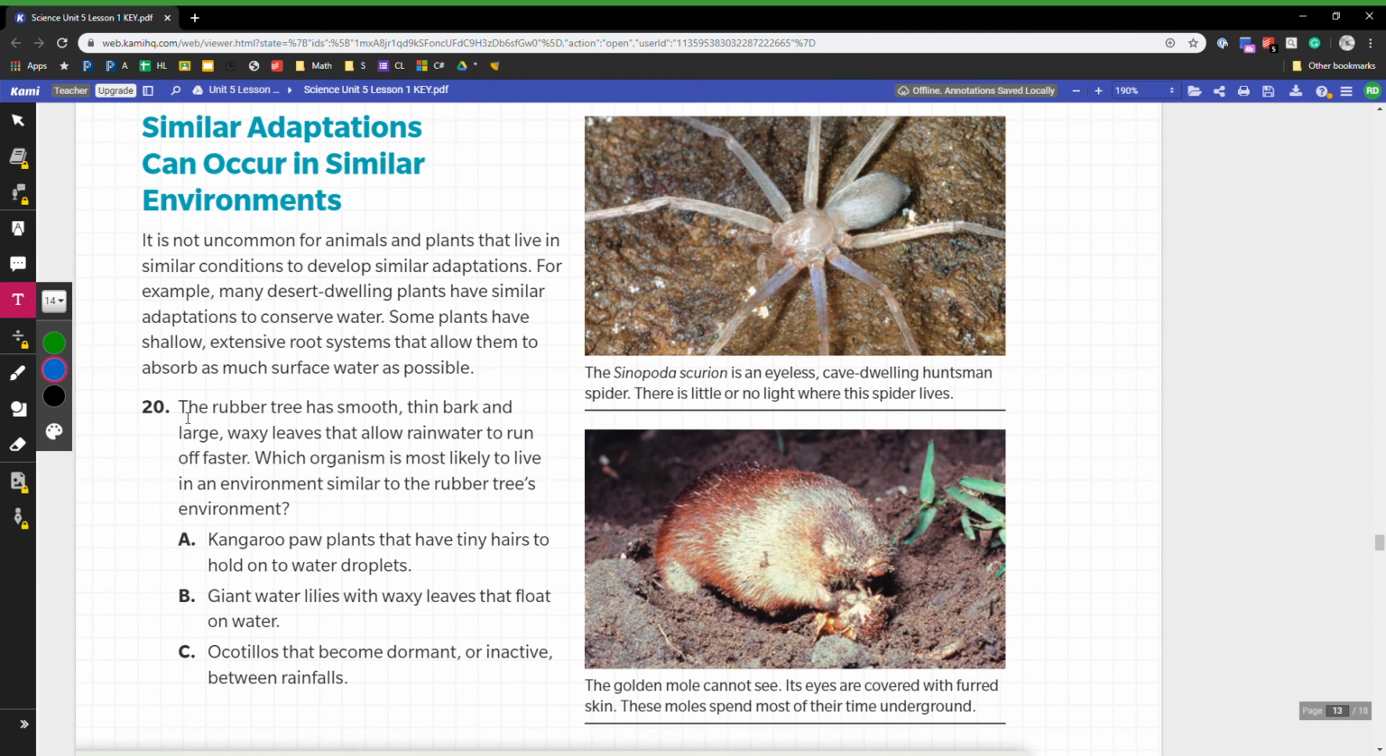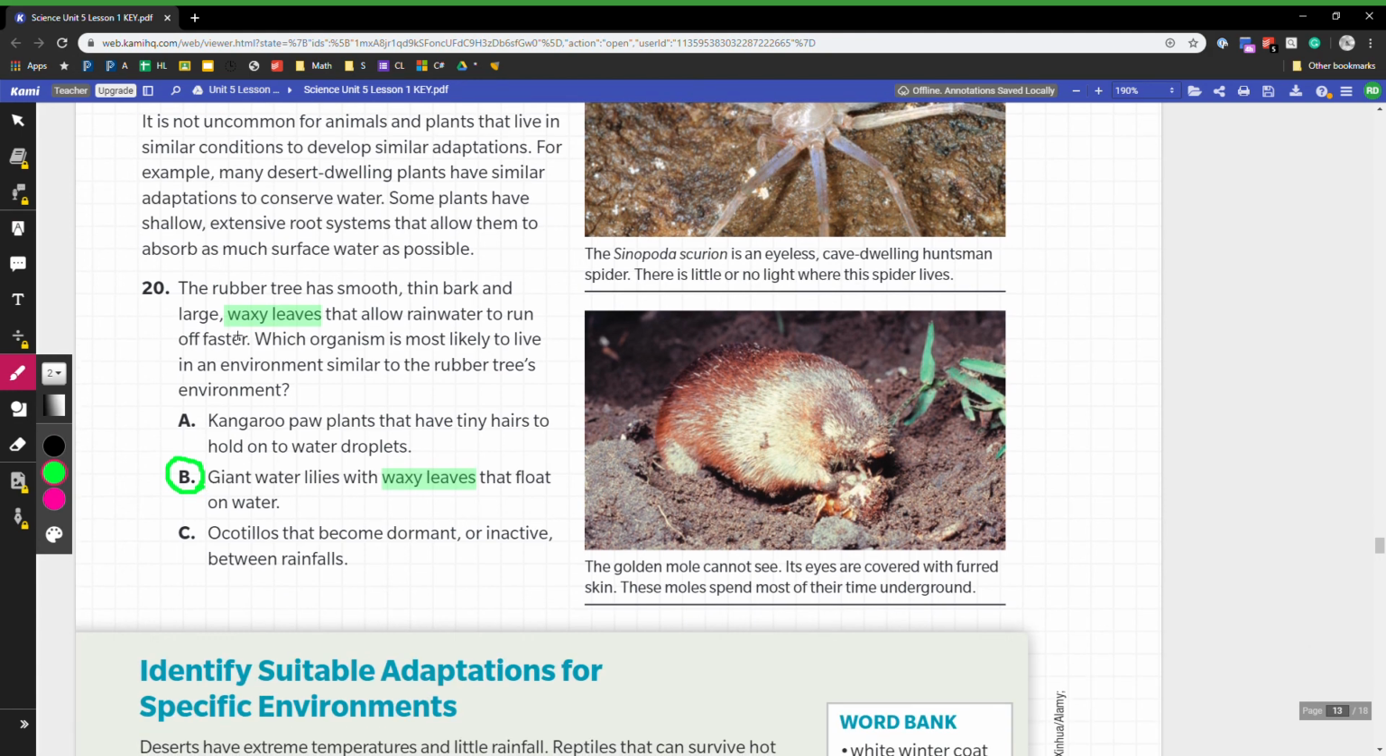So this talks about a rubber tree that has a smooth, thin bark and large, waxy leaves that allow rainwater to run off of the leaves of this tree faster. Which organism below is most likely to live in a similar environment? And the trick here is this says waxy leaves, right? And so down here we see the giant water lilies with waxy leaves. We don't know where any of these things live, but we're talking about how similar adaptations can occur. So this tree has waxy leaves. These lilies have waxy leaves. So it seems like these two things could be in the same environment because they both have a similar trait.